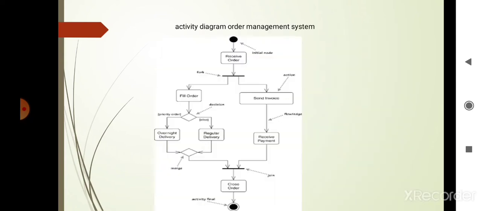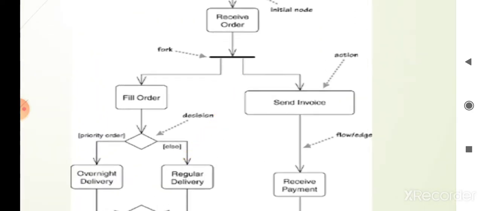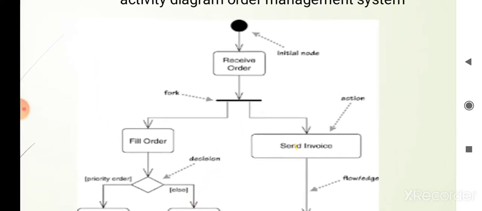This is the symbol of flow final node. Then a diagram example for the activity diagram. Here is the activity diagram for an order management system. See, this is the initial state. The filled circle is the initial node.